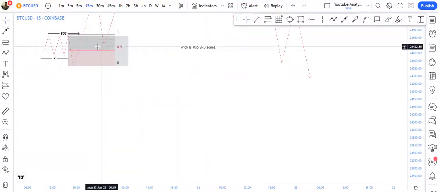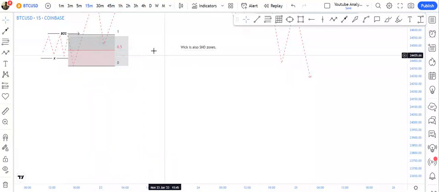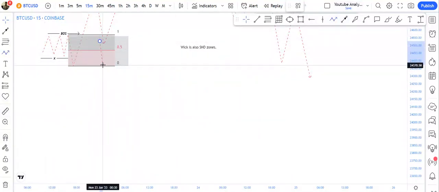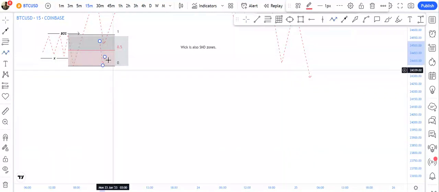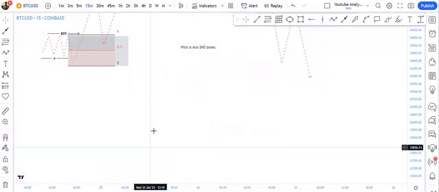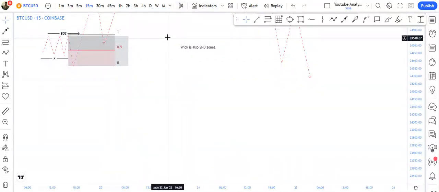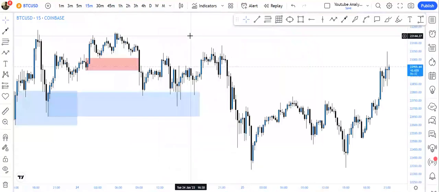If price mitigates over here and gives me confirmation, I am taking the trade. If price comes all the way towards the downside, almost all the way towards 100% mitigation, and then gives my confirmation, I will still take the trade. I'm just reacting to price. I'm not trying to sit there and force my bias on something. Now, let's take a look at some examples of supply and demand zones.